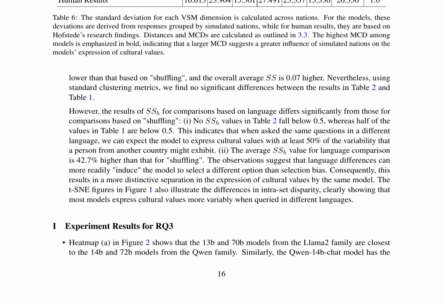The study finds that language differences can induce models to select different options, resulting in more distinctive separations in cultural value expressions. This is evident from the higher silhouette scores and t-SNE figures in Figure 1. The heat map in Figure 2 illustrates the similarity in cultural value expressions between certain models, highlighting the importance of considering language and context when evaluating AI systems' cultural sensitivity.